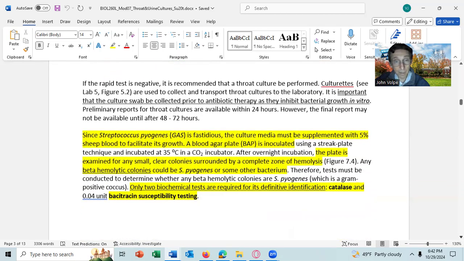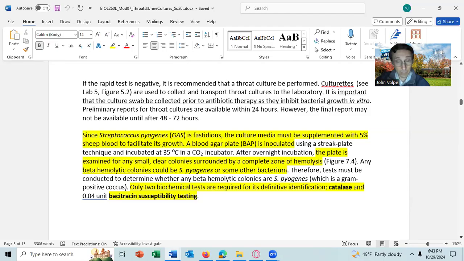Since Streptococcus pyogenes is fastidious, we grow it on a blood agar plate. Blood agar has 5% sheep's blood to facilitate Streptococcus pyogenes to grow, meaning Streptococcus pyogenes will not grow on a general purpose media, such as, what is that called? Nutrient agar. It must grow on something like blood agar because the blood supplies what the cells require to grow.